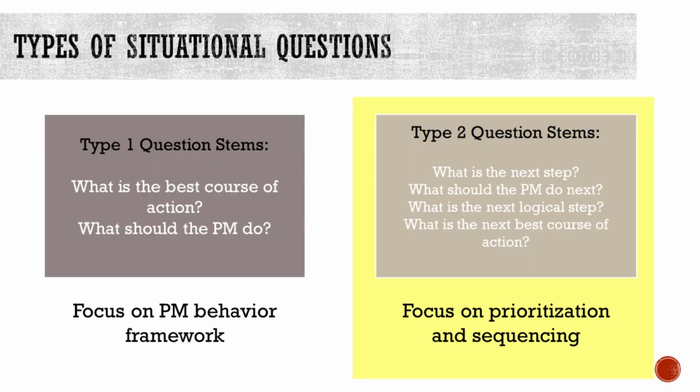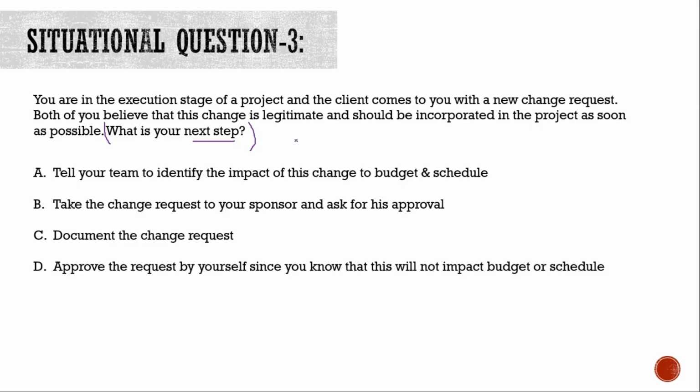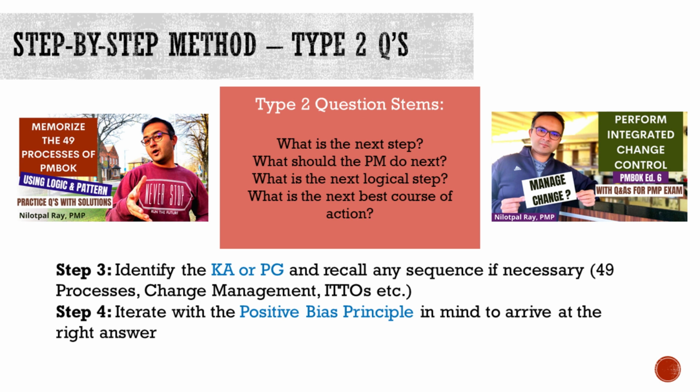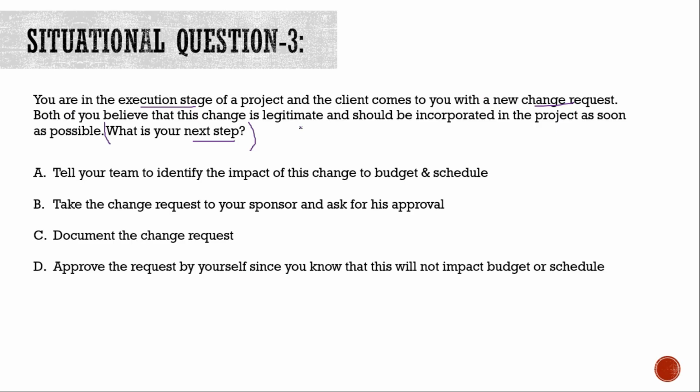Now next, we will move on to step 3 and identify which knowledge area or process group we are in. In this, it is stating we are in the execution stage and a new change request has come in. So mostly we are in the monitoring and controlling or the execution phase. Okay. Next, we move on to step 4 and try to see which sequence we have to recall to answer this question. Whether it's the sequence of table 4.1 of the PMBOK or the sequences of change management or ITTOs, etc. Okay, which is our step 4.